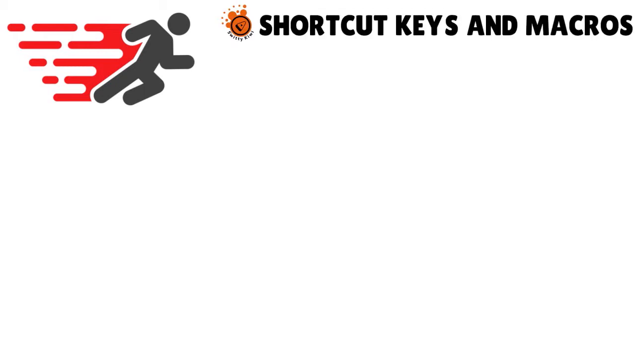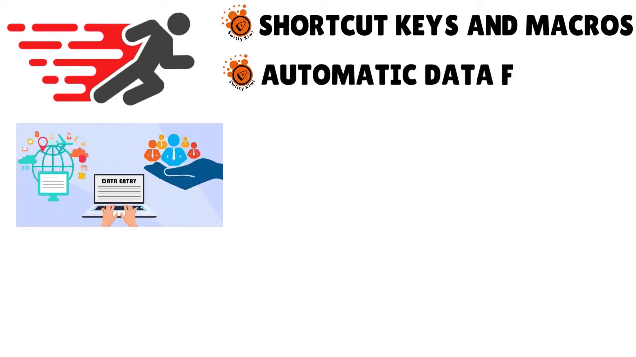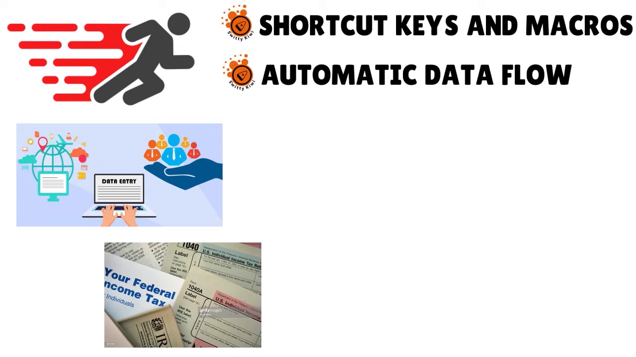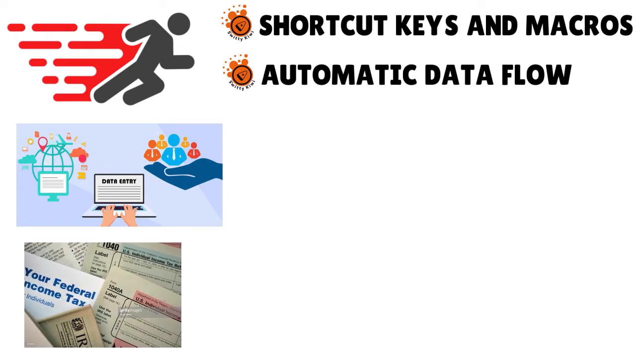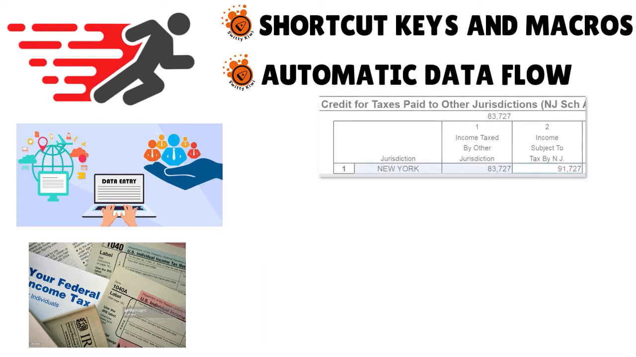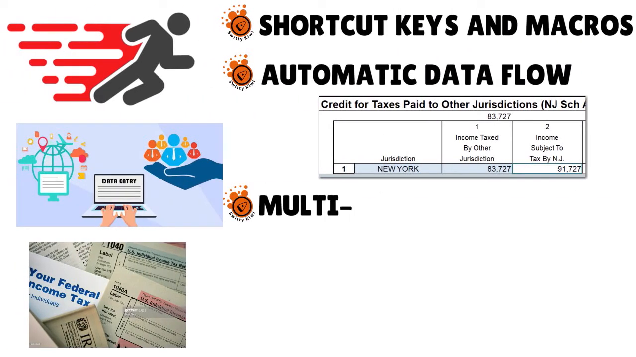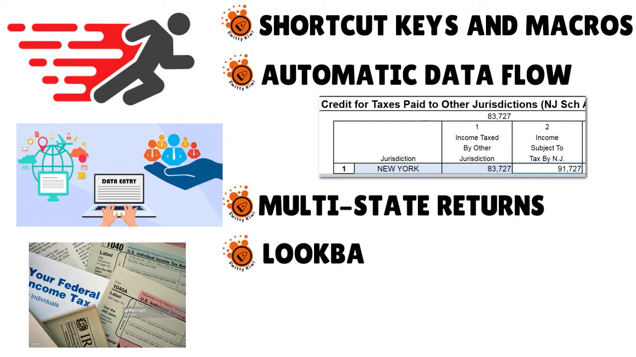You have shortcut keys and macros that help you simplify data entry and reduce keystrokes. You have automatic data flow from federal tax return to state and city returns. You also have override options. Those are really good. And we love the fact that state and city returns are generated as needed, so you're not crowded with a deluge of data. You have automatic credit for taxes paid to other jurisdictions. And Drake Tax will autofill from zip code and EIN entry. You have multi-state returns. You have the look back version that we love.